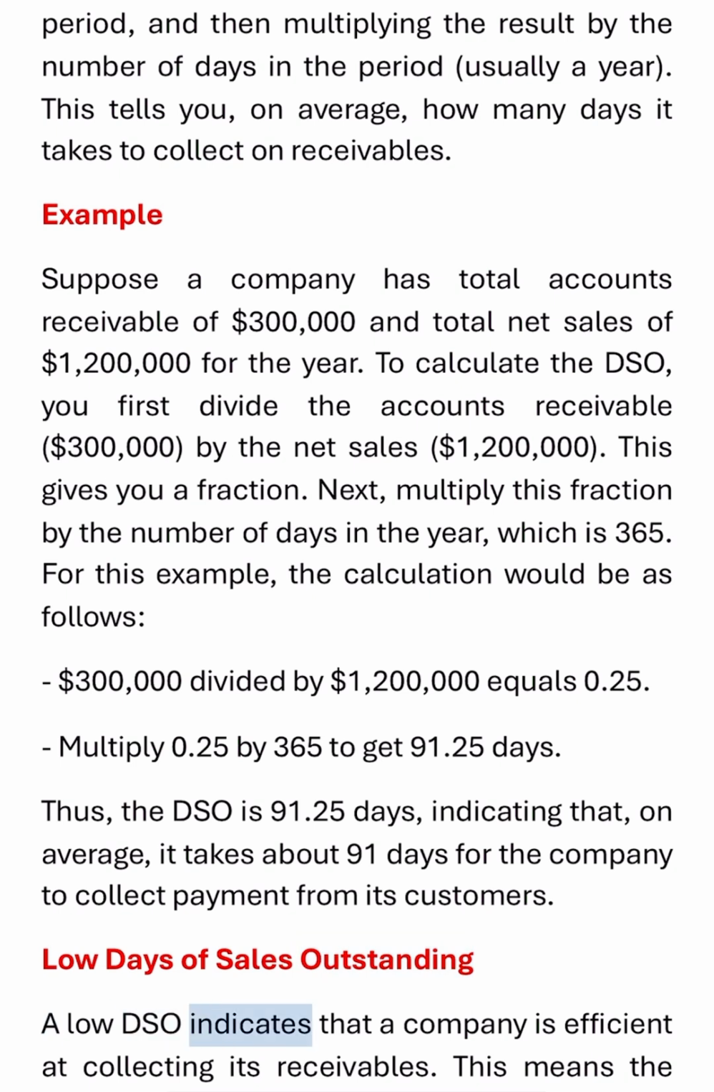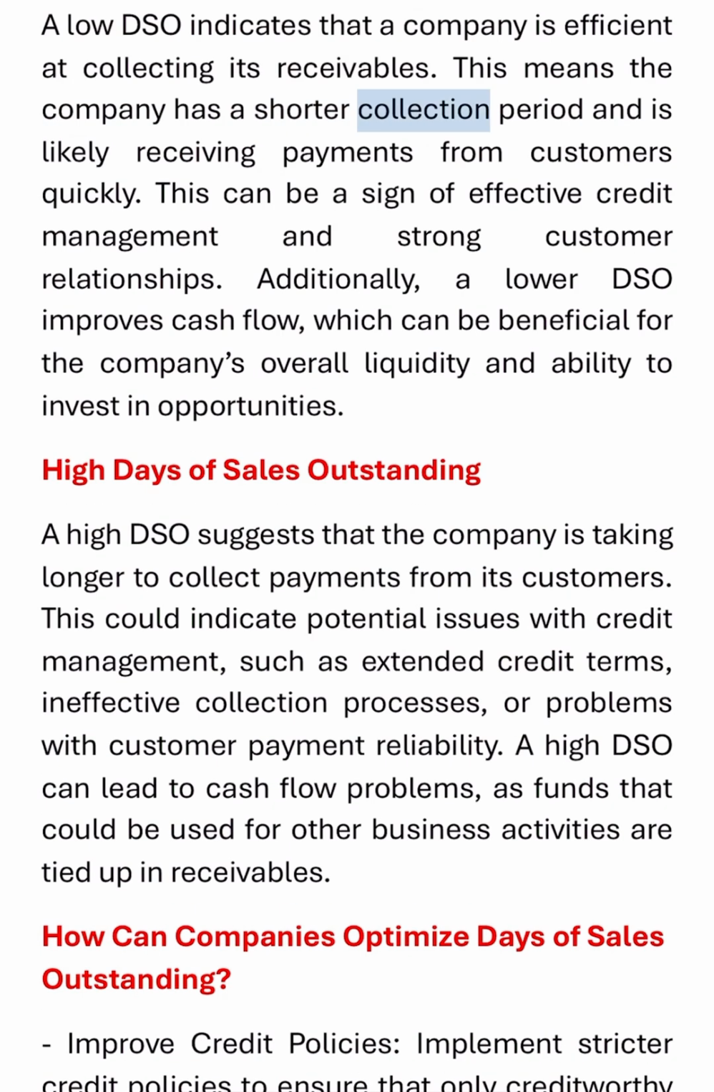Low Days of Sales Outstanding. A low DSO indicates that a company is efficient at collecting its receivables. This means the company has a shorter collection period and is likely receiving payments from customers quickly. This can be a sign of effective credit management and strong customer relationships. Additionally, a lower DSO improves cash flow, which can be beneficial for the company's overall liquidity and ability to invest in opportunities.